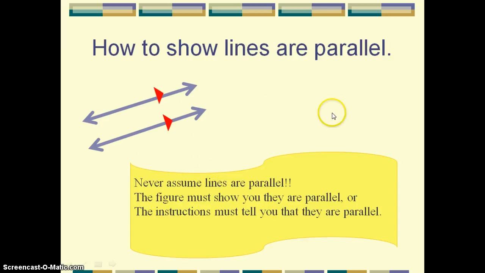Never assume that they're parallel. You must be told. Notation is so important. So if I ever ask you to draw parallel lines, make sure that you have this notation. If I ask you a question about parallel lines, make sure they have the notation, otherwise they are not.